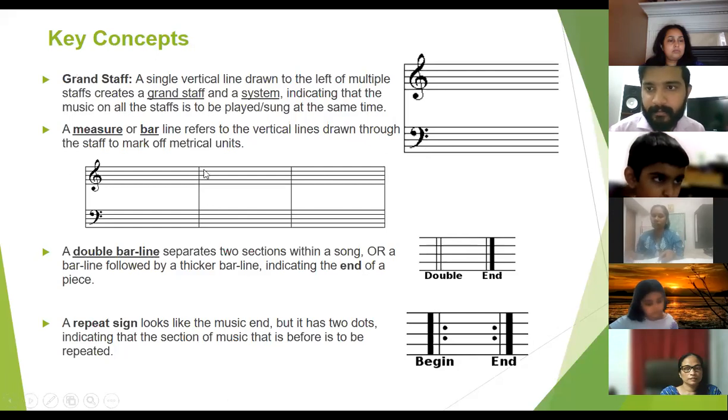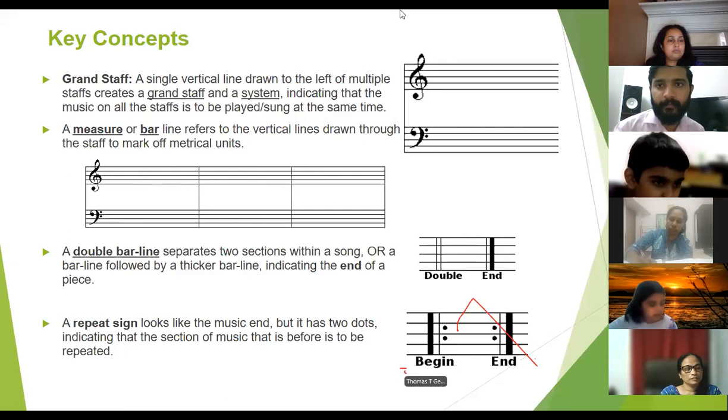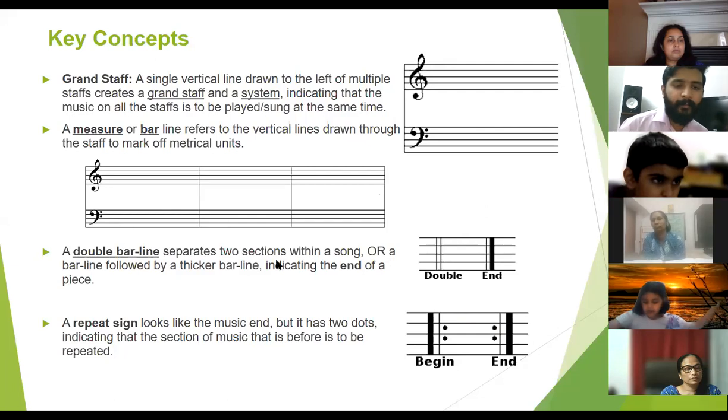So bar lines, I hope you remember what bar lines are. That is drawn in between the songs. So every bar line is like this, like a dash. Inside this, it's called a bar. Many songs will have different number of bars. So this is bar 1, bar 2, bar 3. So that is about bar lines.